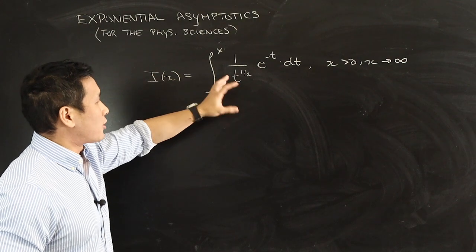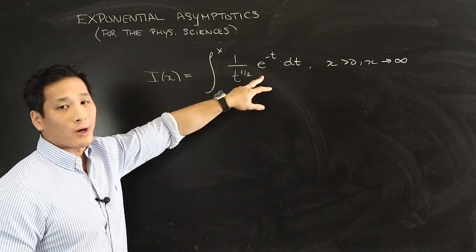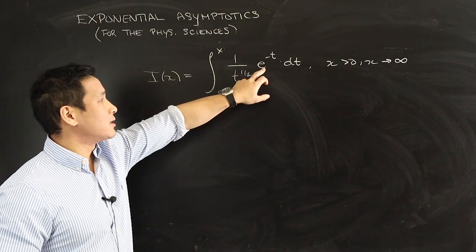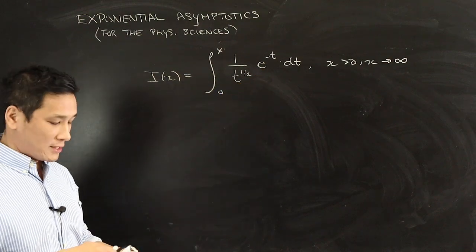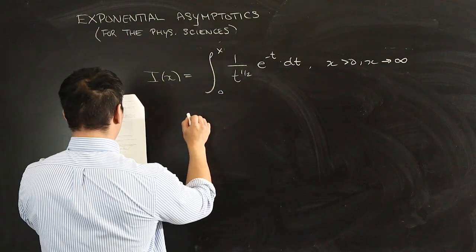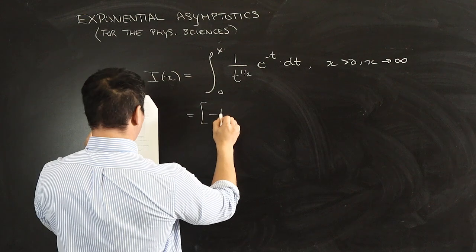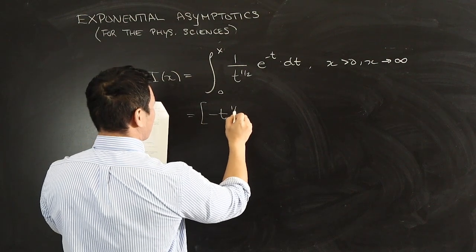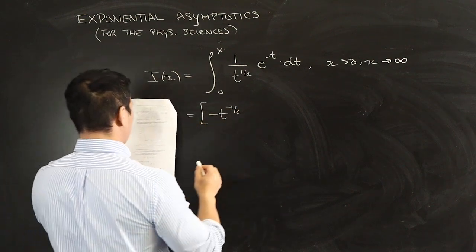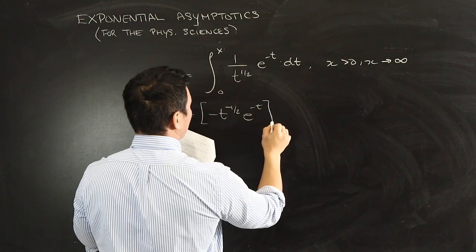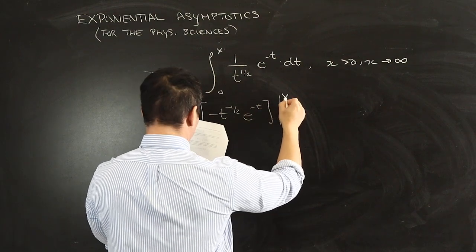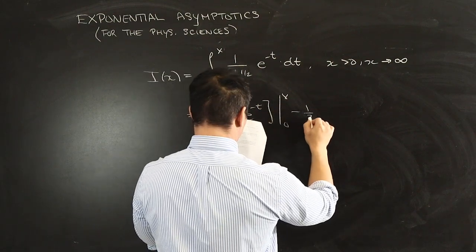And the problem is that if you do integration by parts in the way that we did it before, so you try to integrate the e to the minus t and then differentiate the t to the 1/2, then the first integration by parts gives you something like this: minus t to the minus 1/2 e to the minus t evaluated from 0 to x, and then you keep on going.